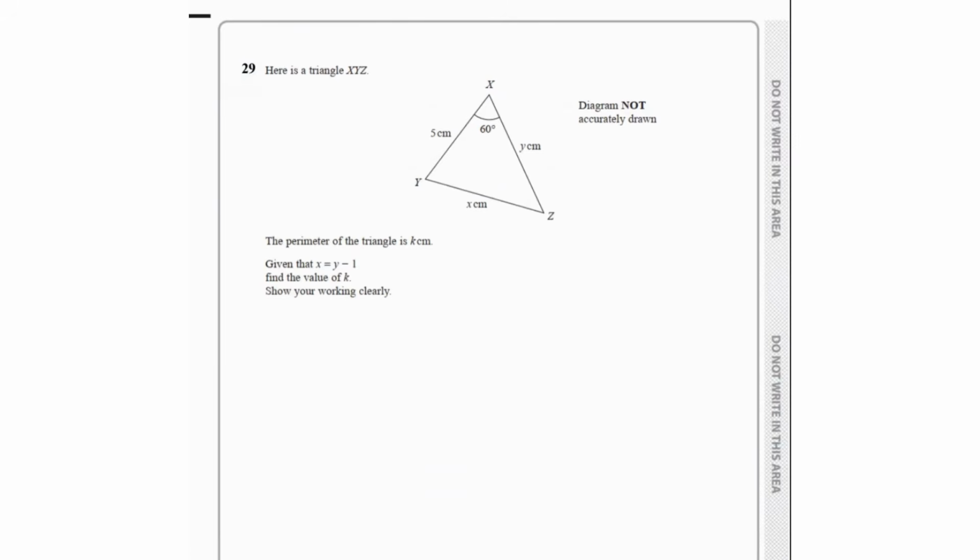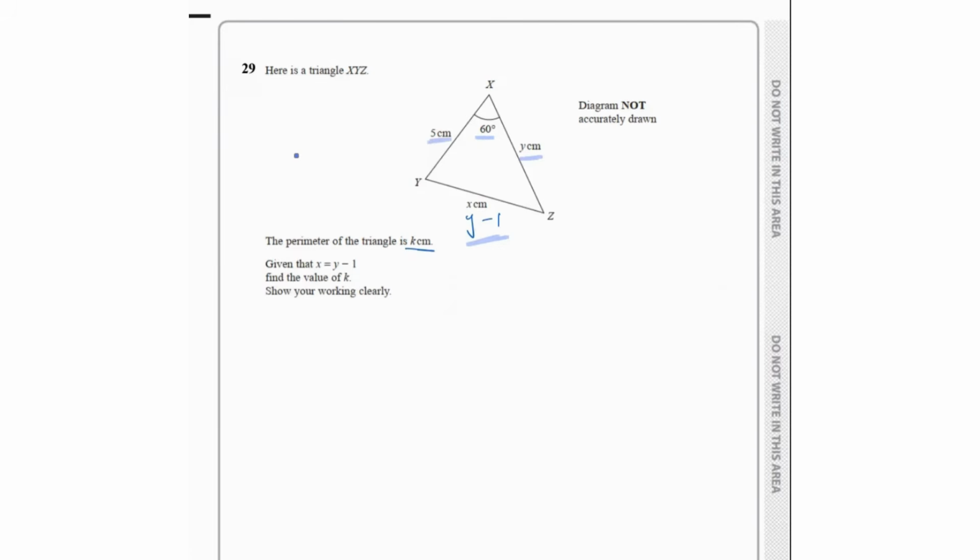So x is y minus 1. So create an equation using cosine rule in terms of y and then find the value of y. Because without the value of y, we cannot get the value of x, and without that, we can't find the perimeter, which is k. Cosine rule is used when you have two lengths and the angle between them. We have 5, we have y, we have an angle, and we have the opposite length.